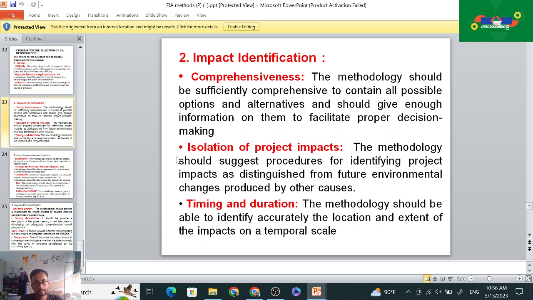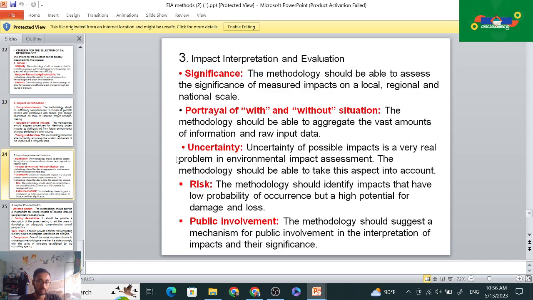So what is impact identification? First of all, the comprehensiveness. Number two is the isolation of the project impacts, then timing and duration. Then impact interpretation and evaluation. Significance: the methodology should be able to assess the significance of the measured impacts on a local, regional and national scale.